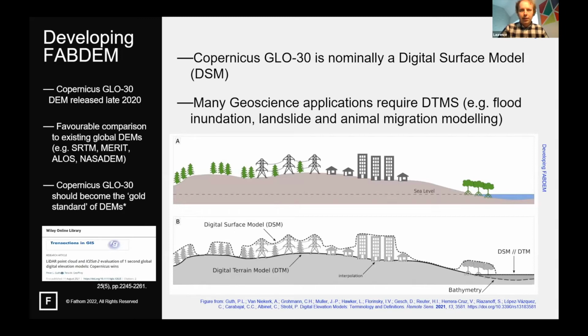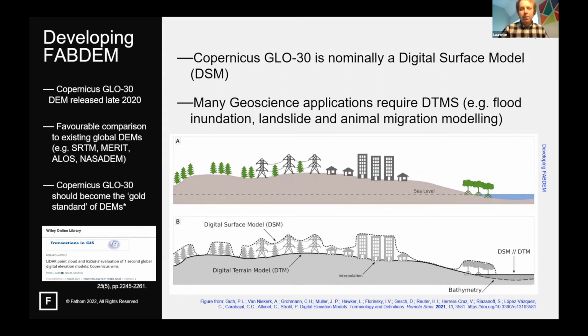However, there's a slight problem with Copernicus DEM, and that is that it's a digital surface model. So what does this mean? I think this bottom diagram shows this quite nicely. The dotted line here represents a digital surface model. This measures the elevation of the Earth's surface, so this might be a tree, a building, an electricity pylon, any artifact that's on the surface.